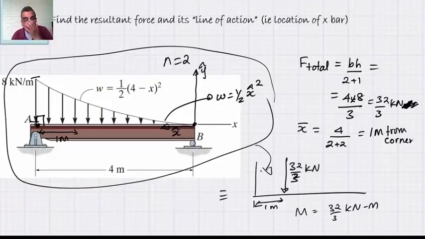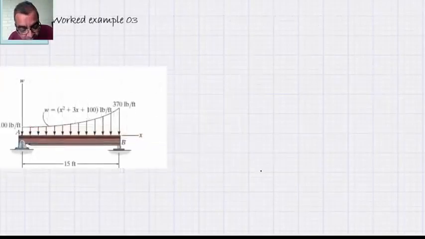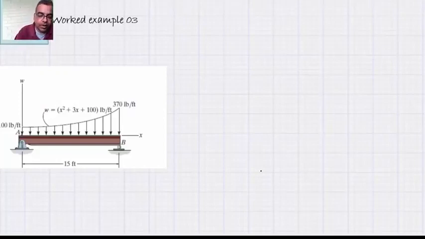And notice I may have to muck around with my axis a little bit to do it. But yet I can calculate net force and net moment. Let's try this one. This looks kind of awkward because my w of x looks like 3 different functions, right? So I'm going to write w of x looks like x squared plus 3x plus 100.